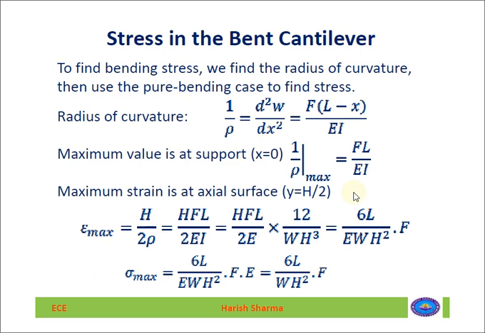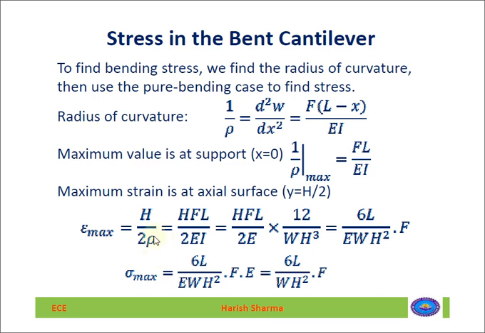So we can write epsilon x. Earlier we have studied that the maximum value of epsilon x is c by rho. There the thickness of the beam was taken as 2c. Here the height of the beam is h, so we have written h by 2 into rho here.